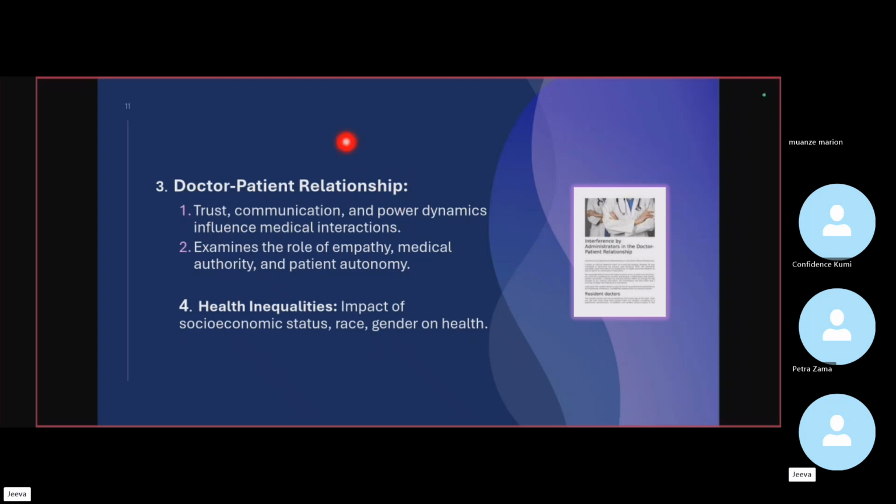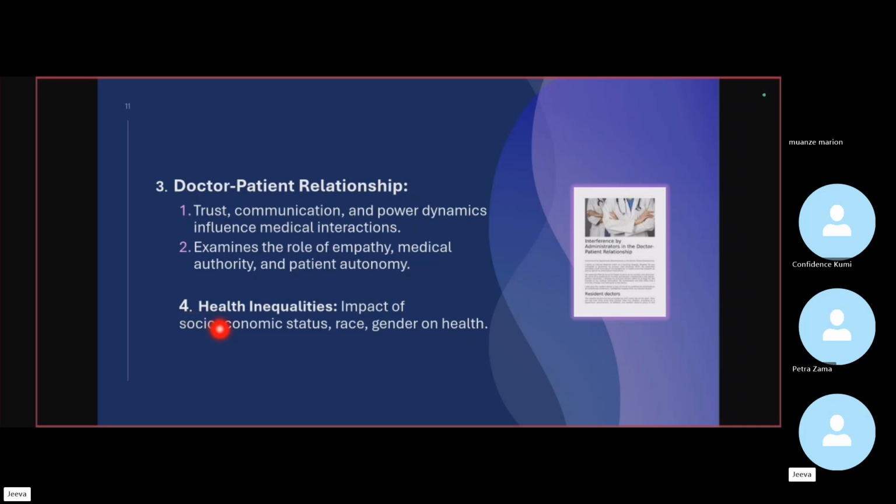So this is the third key concept of medical sociology, building up a proper doctor-patient relationship by building proper trust, by having proper communication, and by showing empathy and respecting the patient's autonomy.